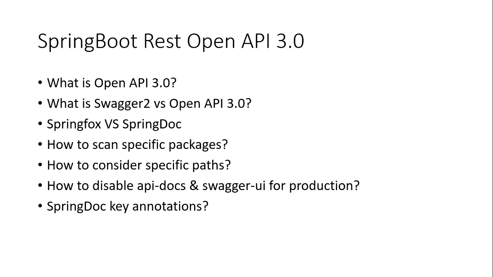So today we'll discuss the Spring Boot REST OpenAPI 3.0 specification. We'll cover what OpenAPI 3.0 is, the difference between Swagger 2 and OpenAPI 3.0, SpringFox versus the SpringDoc Java library, how to scan specific packages with Swagger, how to consider specific paths of our controllers, how to disable API docs and Swagger UI in production, and the key annotations of SpringDoc.